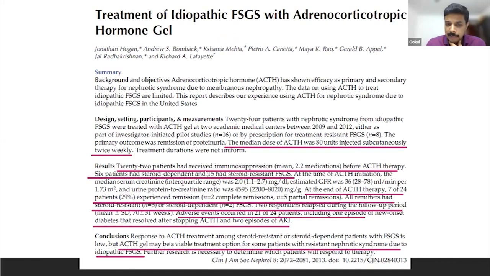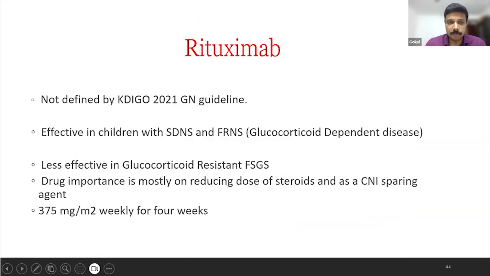See, there were 22 patients who received immunosuppression, and 6 had steroid dependent, 15 had steroid resistant FSGS. And in this steroid resistant group, 29% experienced remission with ACTH. But adverse events occurred in 21 of 24 patients. So ACTH gel may be a viable option for some patients with steroid resistant nephrotic syndrome, but further studies are to be done.